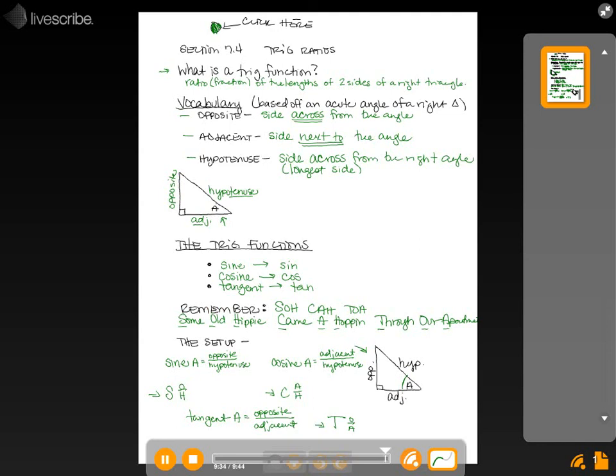Okay, those are your notes. This is how to set up. This is what the definitions are for trig ratios. If you have any questions, watch this video again. If not, go on to the second video where we're going to look at some examples.